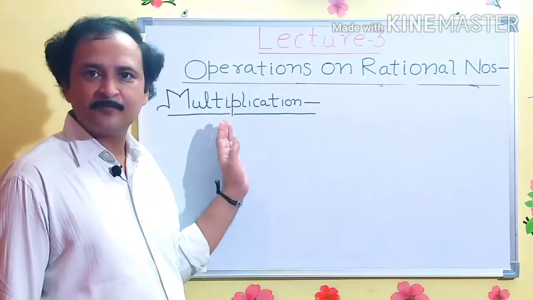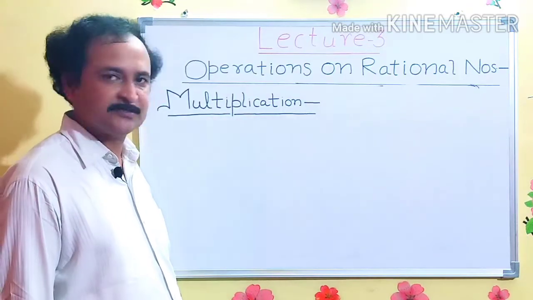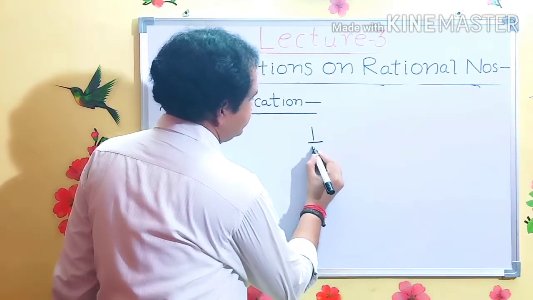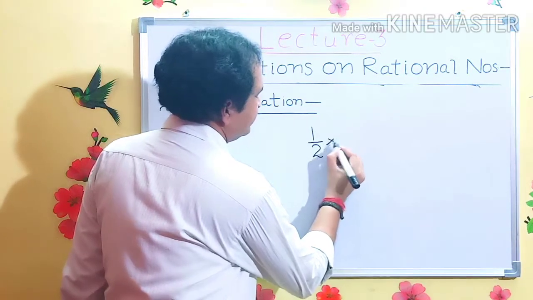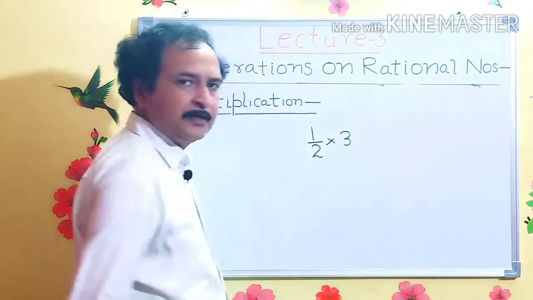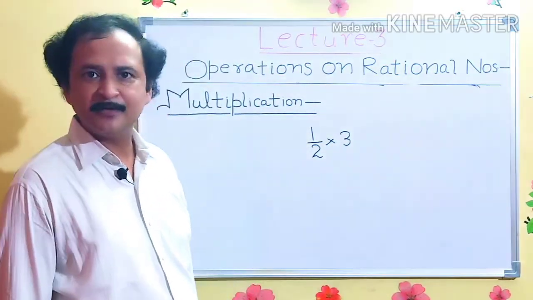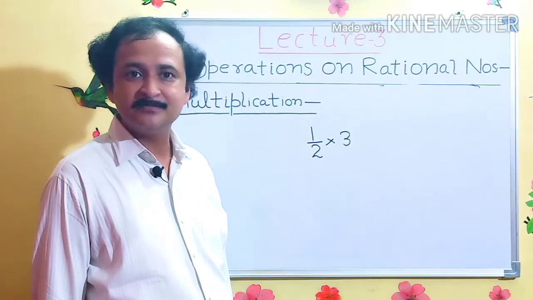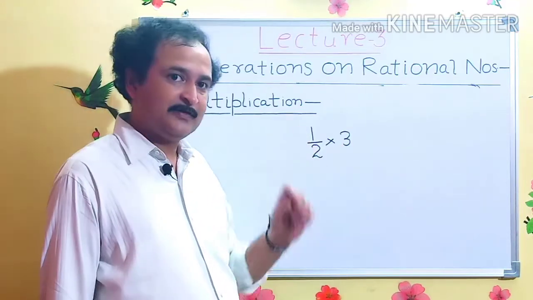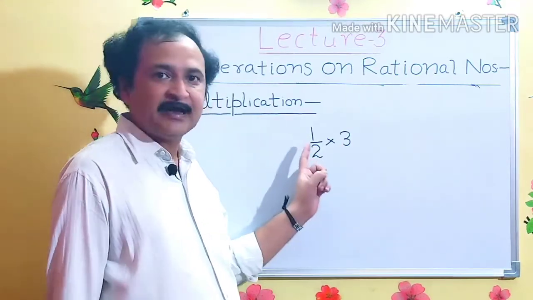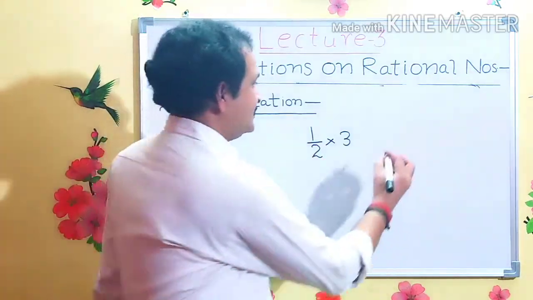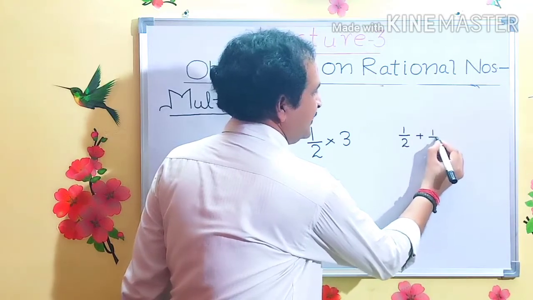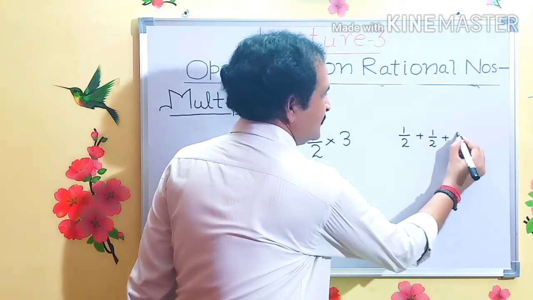We will discuss the concept of multiplication on rational numbers. For this purpose, take an example. 1 by 2 multiplied by 3. Recall your basic concept. What is multiplication? Multiplication means the addition of repeated numbers. Means 1 by 2 multiplied by 3 means add 3 times 1 by 2. Means 1 by 2 plus 1 by 2 plus 1 by 2.